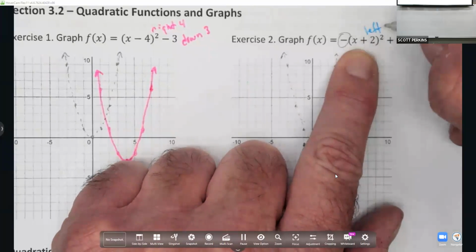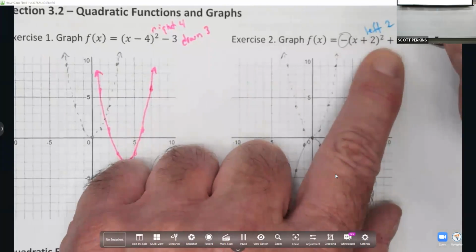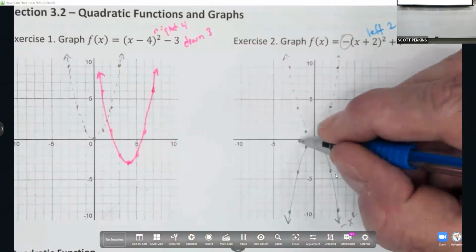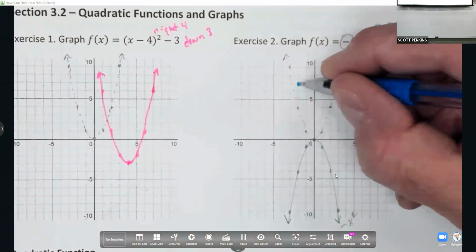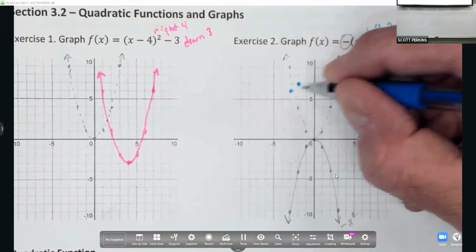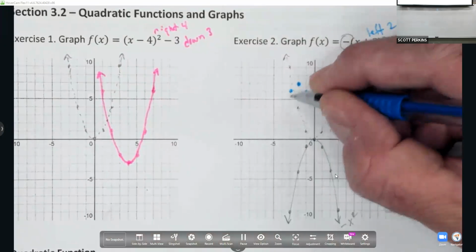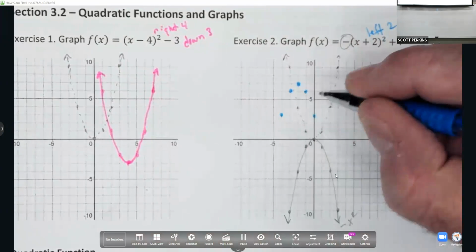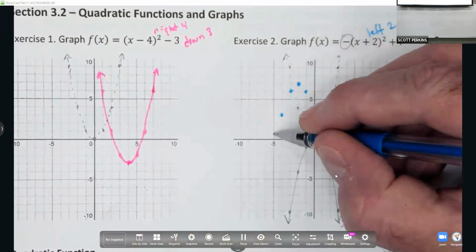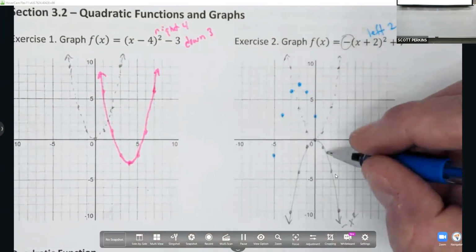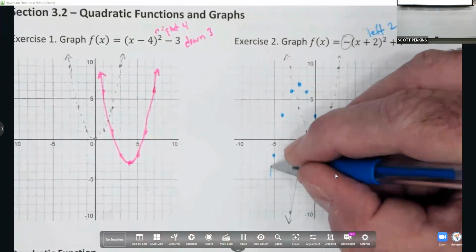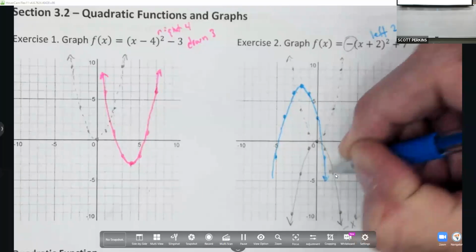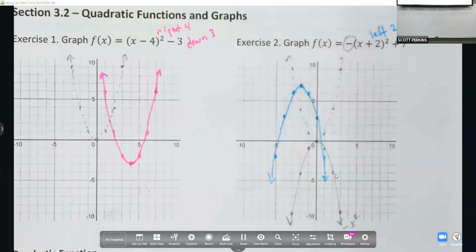Okay, it moves it left 2, and then the plus 7 moves it up 7. So I'm going to take the whole thing and I'm going to move the whole thing left 2 and then up 7. And then I've got my basic points. It's been reflected, but it's not been stretched or shrunk. So I'm going to put these points and then 5, 6, 7, 8, 9. And there we go. And so here in lovely aquatic blue is that graph.